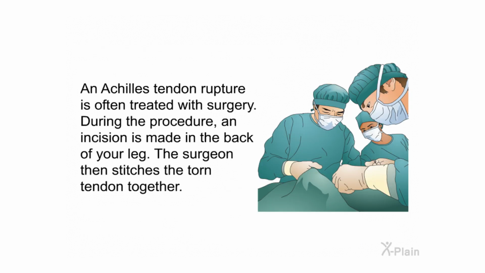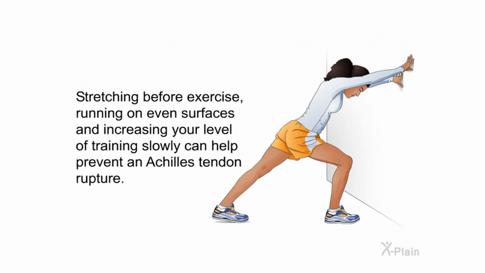An Achilles tendon rupture is often treated with surgery. During the procedure, an incision is made in the back of your leg. The surgeon then stitches the torn tendon together. Stretching before exercise, running on even surfaces, and increasing your level of training slowly can help prevent an Achilles tendon rupture.